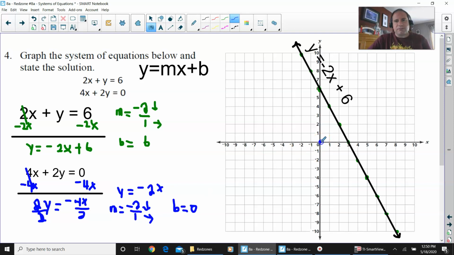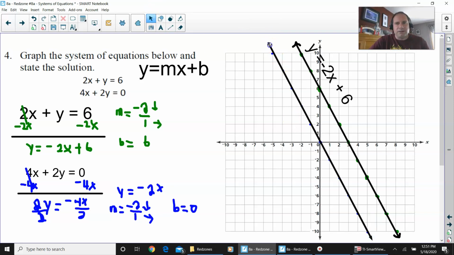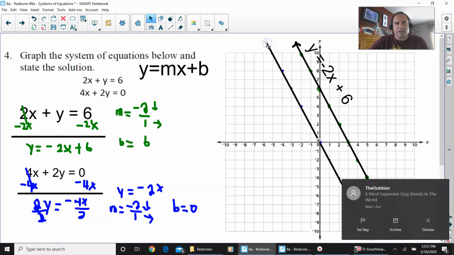So we're going to start at 0, and go down 2 and right 1. Down 2, right 1. Down 2, right 1. Up 2, left 1, keeping with the pattern of the rate and the slope of this line. Up 2, left 1. Once you have that down, you can connect those points. Connecting those points, you realize that these lines are never going to meet because they are parallel.